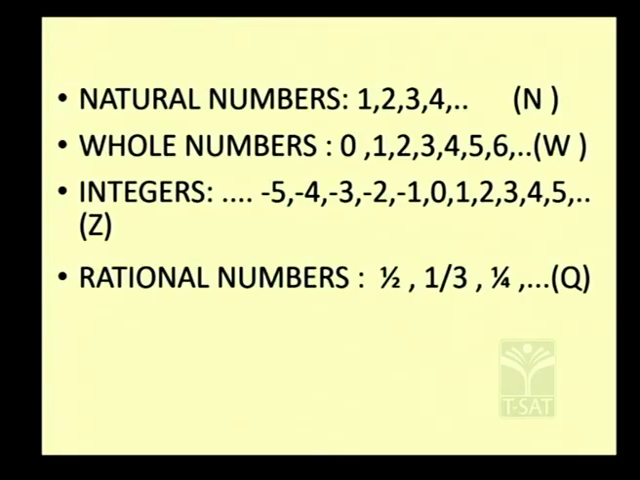Observe on the screen. See here, you are observing natural numbers. They start with 1, 2, 3, 4 like that. And whole numbers 0, 1, 2, 3, 4, 5, 6 up to infinity. And you are observing integers having negative numbers and positive numbers also. And after that you are observing rational numbers, those are 1 by 2, 1 by 3, 1 by 4 like that. We know this already. So, let us discuss some other situation.